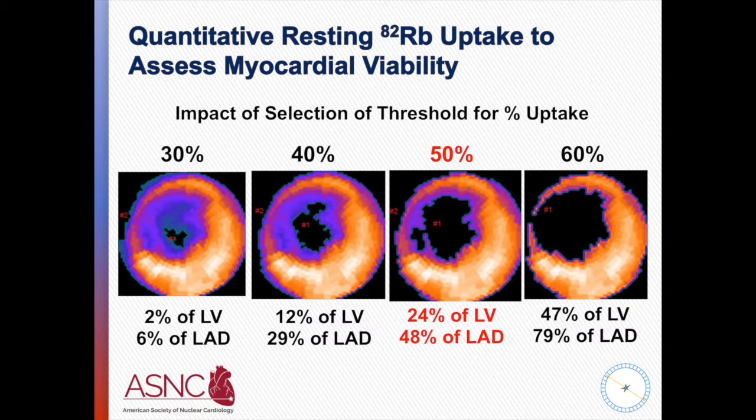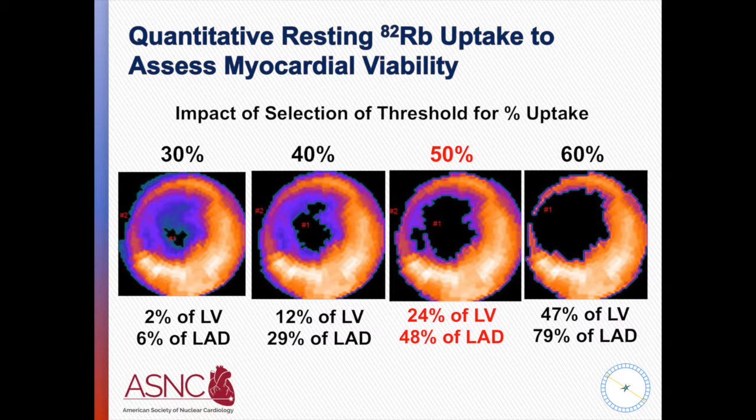The quantitative polar maps can be displayed in a variety of ways, and remember that rubidium is taken up by the myocardium in a similar manner to thallium through the sodium-potassium ATPase, and therefore quantification of resting rubidium uptake, just like thallium, can be used as an assessment of myocardial viability. If you use different thresholds, you'll come up with different answers.